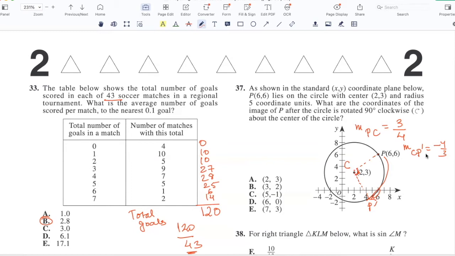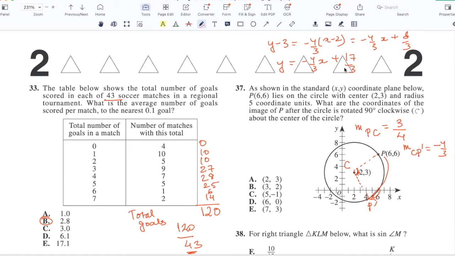Because they are perpendicular lines, the slopes would be negative reciprocals. So what will be the equation of this line CP dash? It would be y minus 3 is minus 4 by 3 times x minus 2. Can I solve that? That's minus 4 by 3x plus 8 by 3. So y would be minus 4 by 3x plus 8 by 3 plus 3, so that's plus 17 by 3.